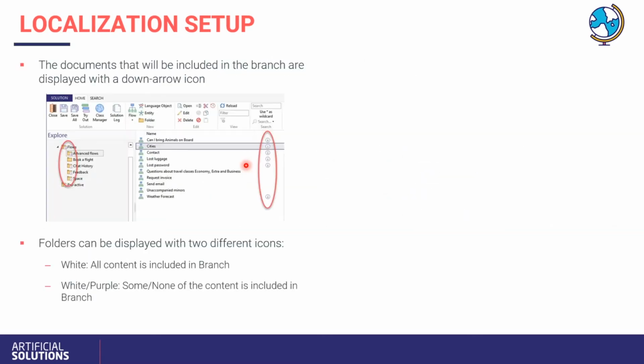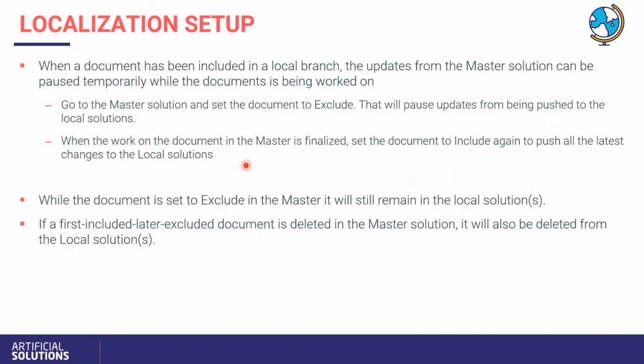When you do that, the element is not going to be removed from your local solution. It's still going to sit there, but simply it's not going to get the updates from the master until the developer in the master solution decides that it's time to send the updates to local again. Okay, so nothing is going to be removed. You're simply not going to get the updates. To remove something from a local solution, it's the same as now. The document has to be deleted in the master solution before that update notification to delete the element is also sent to the local solution. Okay, so there's no changes in that.